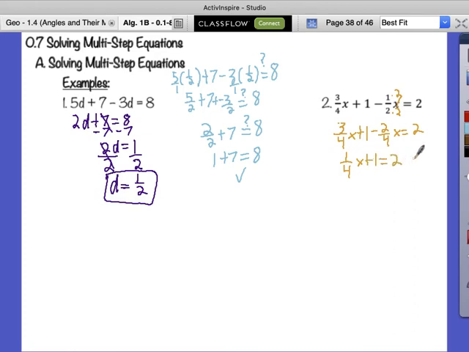Now, has this just turned into a two-stepper? Yep. I want you guys to finish this on your own. Once you have it or have questions, raise your hand.